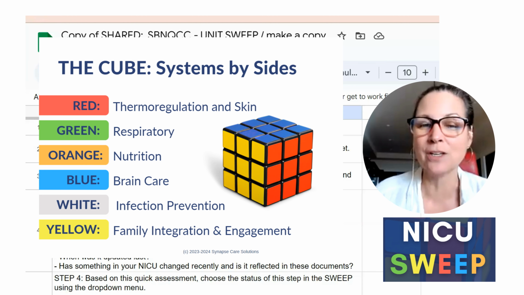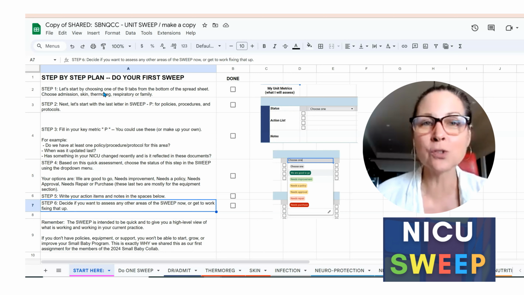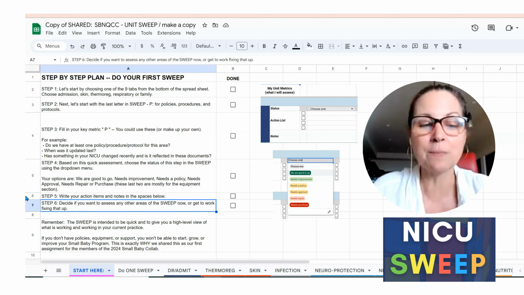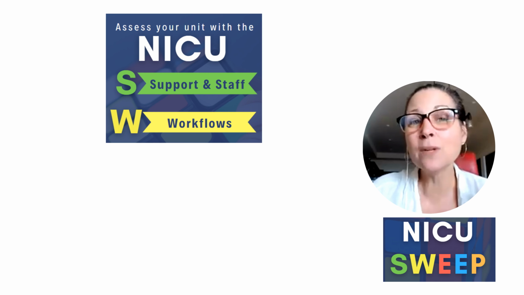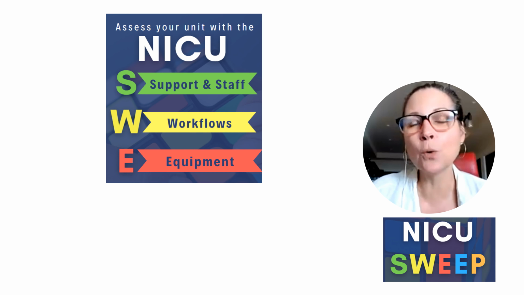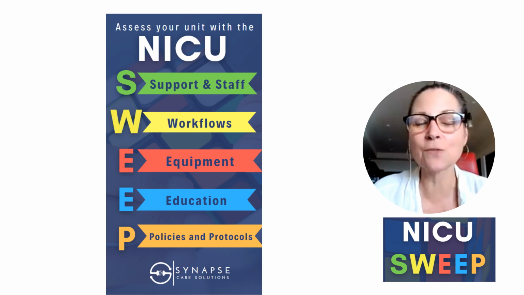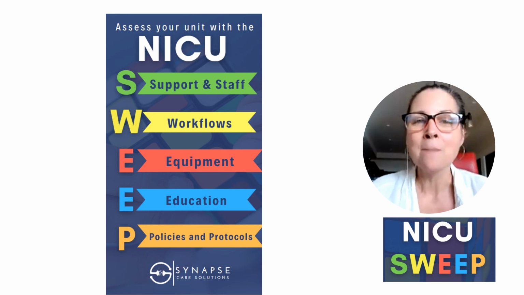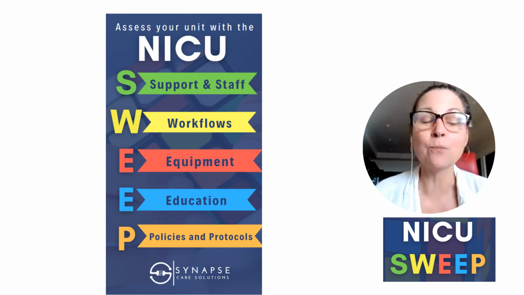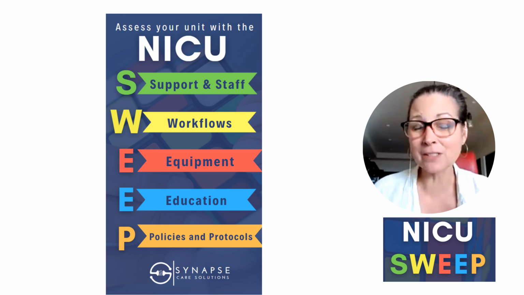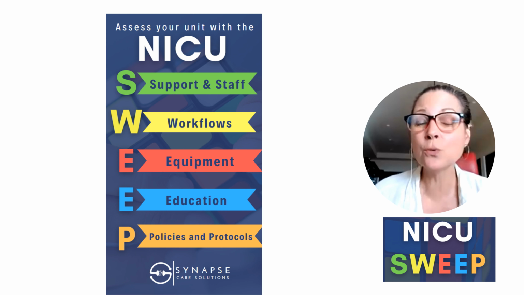your current situation. So when we think about doing our sweep, let's talk about what the letters of the sweep stand for. So S is for support and staff. W is for workflows. E is for equipment. E is for education. And P is for policies, procedures, and protocols. So if you are missing one of these key components in any area, whether it's for the small baby, whether it's for cooling, whether it is for any project you're embarking on in the NICU, you are not going to be able to get very far. So you need to do your unit sweep before you begin.